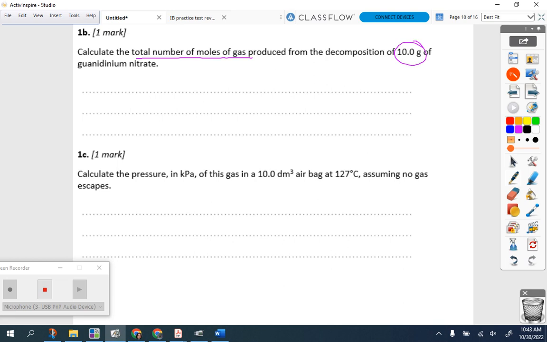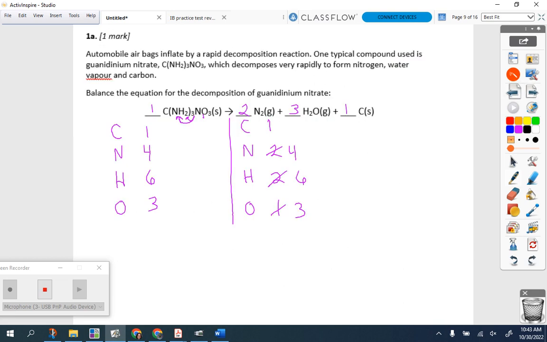So the first thing I'm going to need to do is calculate my molar mass. And I'm going to do that over here just because I have some space. And I've already figured out how many atoms of each element I have in a molecule of guanidinium nitrate, or a formula unit. So to find the molar mass, again, this is not part of question A. I'm just using this space to calculate it.